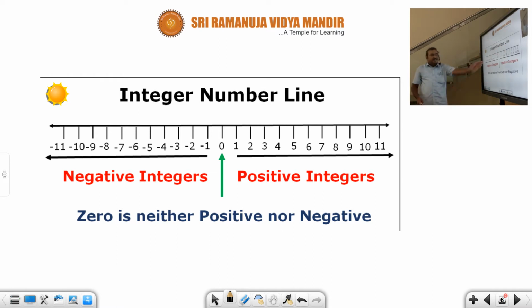Next, negative numbers are located towards the left-hand side. So this is -1, -2, -3, -4, -5, -6, -7 and so on. So 0 is in the middle. And as I mentioned earlier, 0 is an integer which is neither positive nor negative.